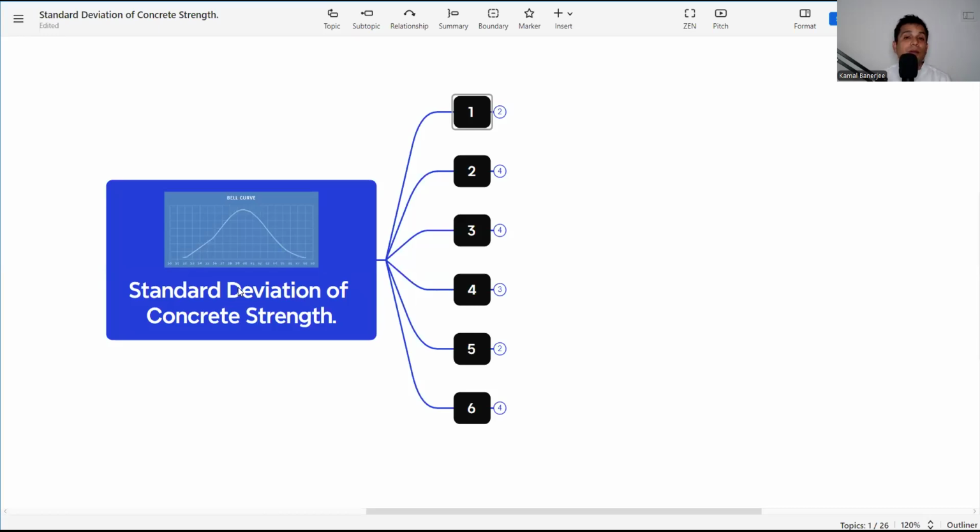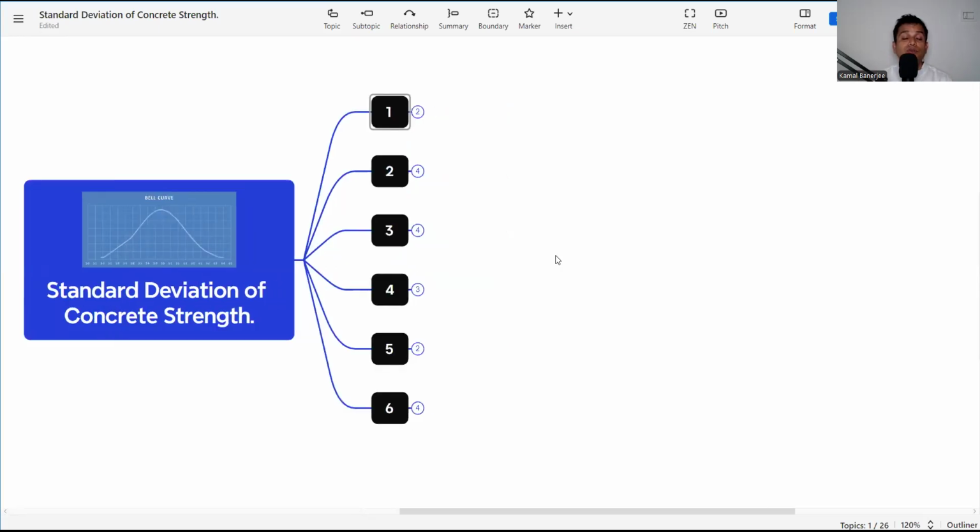On a site, we cast the cube and we crush that one to get the compressive strength. In order to verify whether my compressive strength is achieving or satisfying the criteria mentioned in the IS 456, that is the acceptance criteria, we also need to determine the standard deviation of concrete cube strength. That is why we need a set of data.